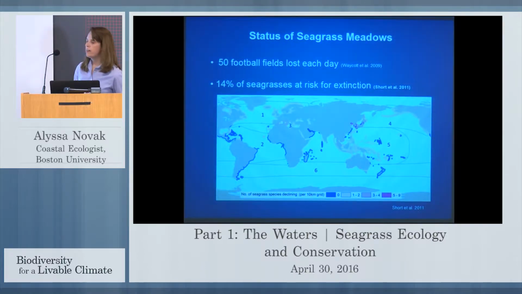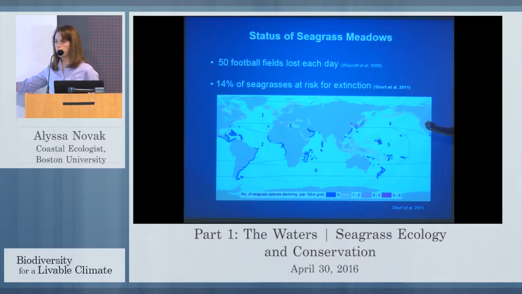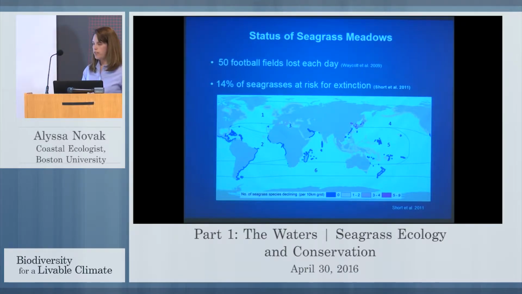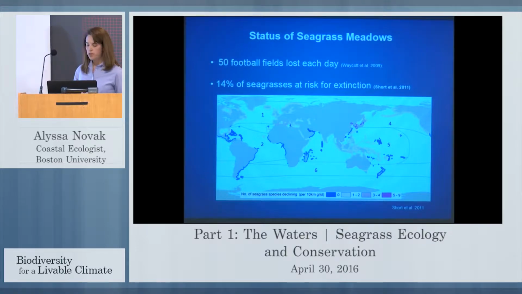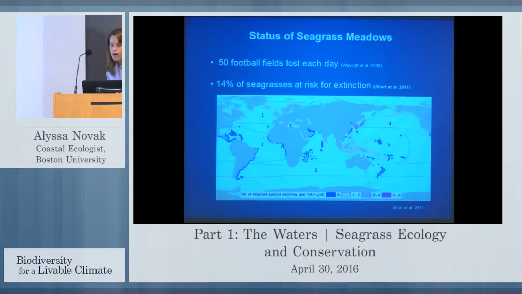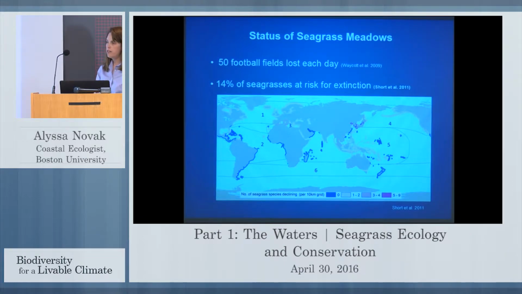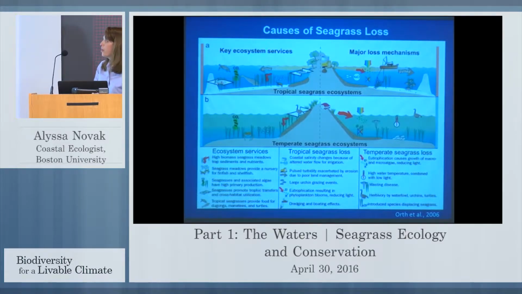So even though seagrasses provide a number of services in our coastal systems, they are facing a global crisis. We are losing 50 football fields each day to multiple stressors, and 14% of seagrasses are at risk for extinction. We have 3 that are currently classified as endangered. And this is showing you where they are declining in each of the world's different regions. We have 1 to 2 species declining in North America on both coasts, in parts of Europe as well. We're losing 3 to 4 species in the Mediterranean, in the Indo-Pacific, on the coast of Australia, and we're losing 5 to 9 species in Japan, as well as the coast of China. So what are causing these losses?